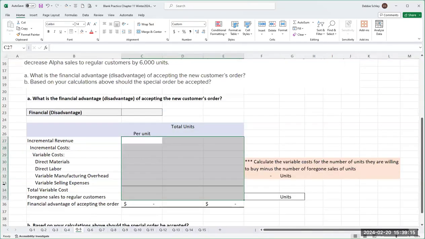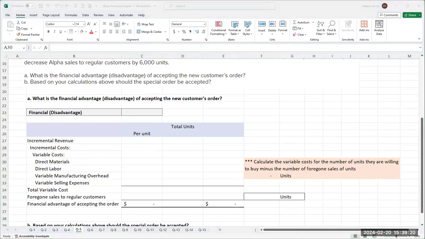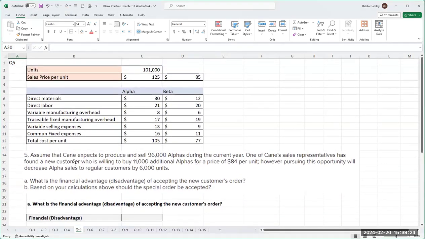Okay, question 5. Let's see, what are we doing now? Assume that Kane expects to produce and sell 96,000 alphas during the current year. One of Kane's sales representatives has found a new customer who is willing to buy 11,000 additional alphas for the price of $84 per unit. However, pursuing this opportunity will decrease alpha sales to regular customers by 6,000 units.